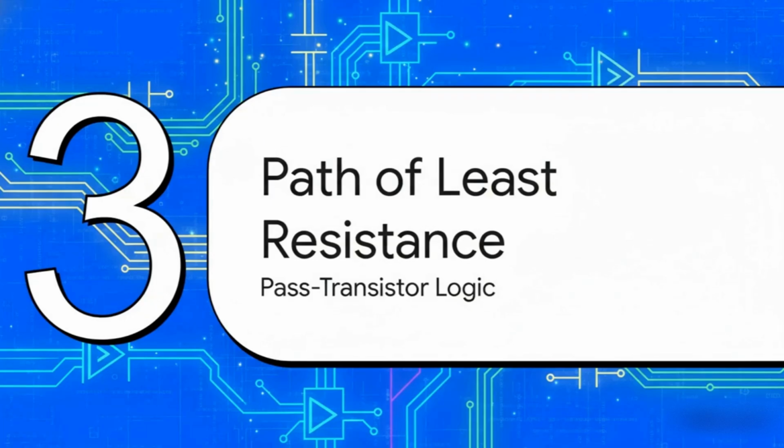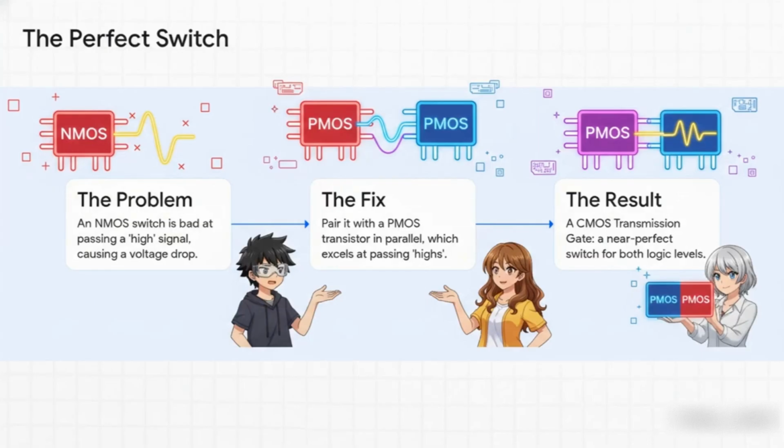Okay, on to our next tool, which takes a totally different tack. Instead of always aggressively pulling outputs high or low, what if we just use transistors as simple switches, just letting a signal pass along a wire? Well, that's the core idea behind pass transistor logic, and it is all about routing signals efficiently. So how do you build this perfect switch? Well, step one is realizing there's a problem.